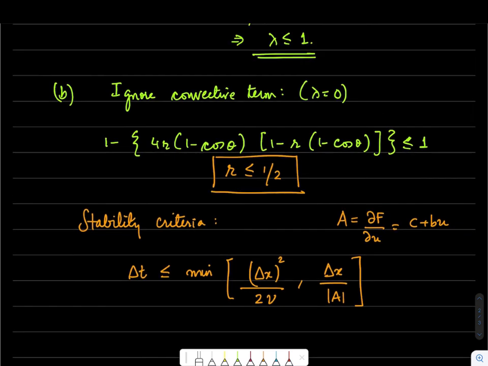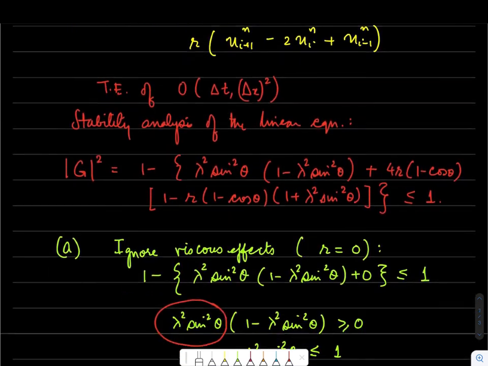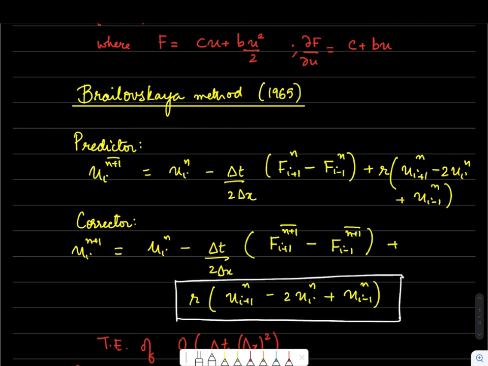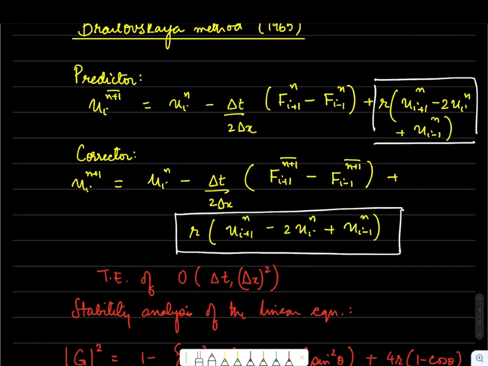A rather attractive feature of this scheme is that the viscous term in both the corrector and predictor steps remains the same. So if you notice, this term is the same in both the predictor and corrector steps, and so it needs to be computed only once per time step, so that can save us a little bit of computational time when we are doing this predictor corrector operation.